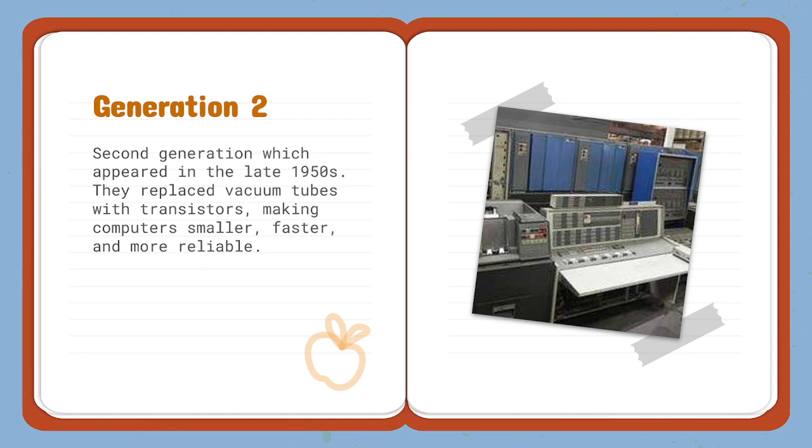Examples are the IBM 1401 and IBM 1790. The second generation computers were developed by companies like IBM, which stands for International Business Machines Corporation, which played a significant role in advancing computer technology during this era. Okay, let's move to the third generation, shall we?